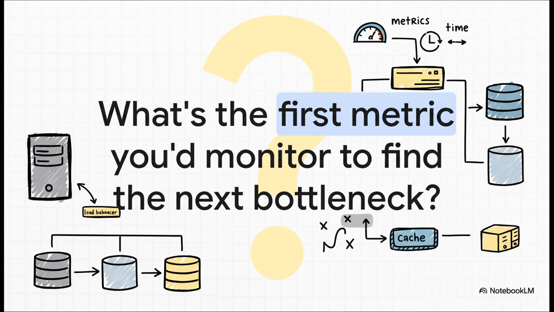Because system design is never really done. It's a continuous process. You solve one bottleneck, and that just reveals the next one in line. So what would you watch first? CPU load on your web servers? Maybe database query latency? The cache hit rate? Your next challenge is always right around the corner.